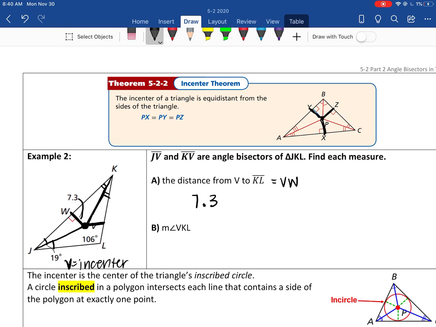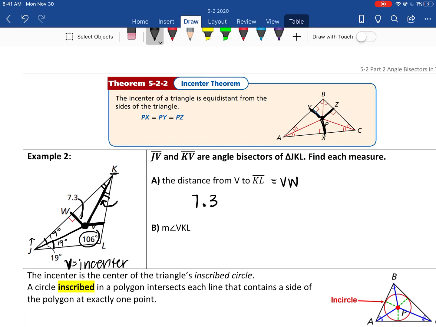Now is the tricky part. Now it's asking for angle VKL. So it's asking for that angle right in there. We kind of got to work around our triangle. I know that this little angle in here is 19 degrees, so this angle right here is also 19 degrees because they're equal. So I have the entire angle J and my entire angle L. What I'm going to do is find my entire angle K, and then you'll see what I do.